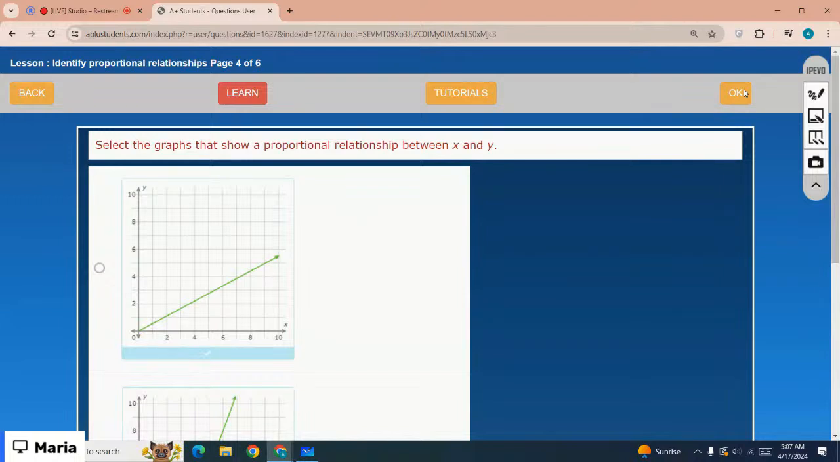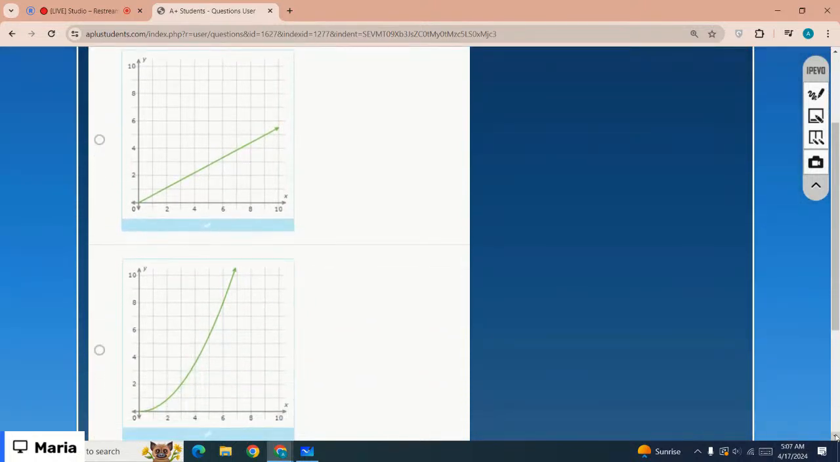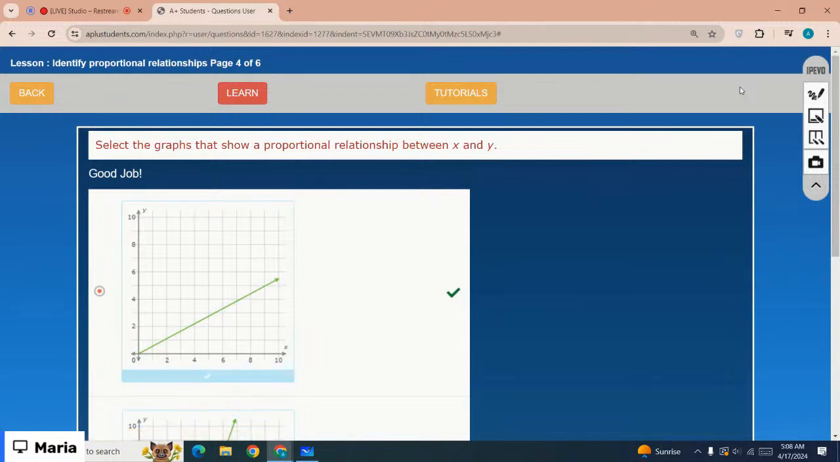Select the graph that shows a proportional relationship between x and y. The correct option is option number 1, that is a straight line and passes through the origin.